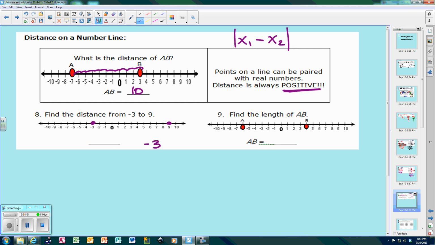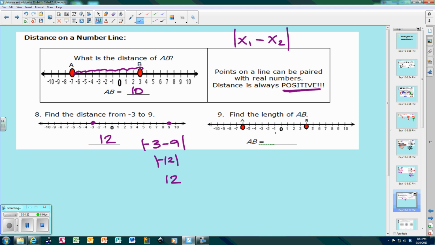So -3 minus 9, and then take the absolute value. -3 minus 9 is -12. The absolute value of -12 is just 12. So the distance from -3 to +9 is 12 steps.